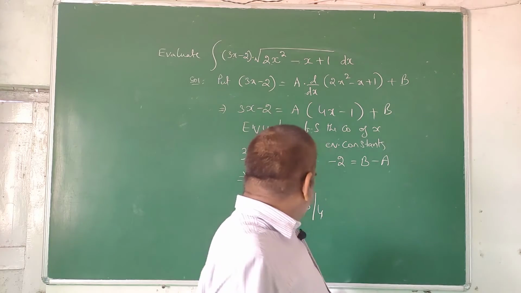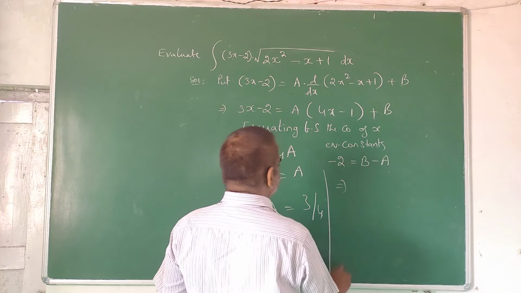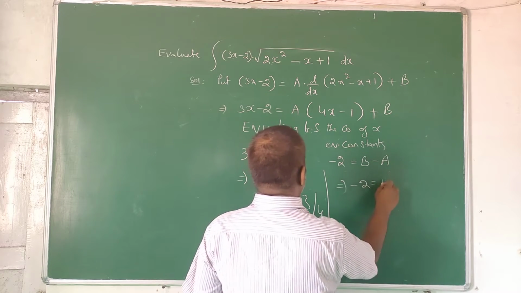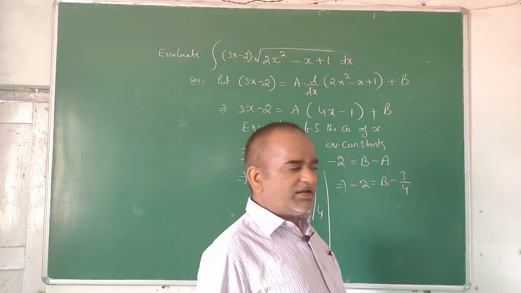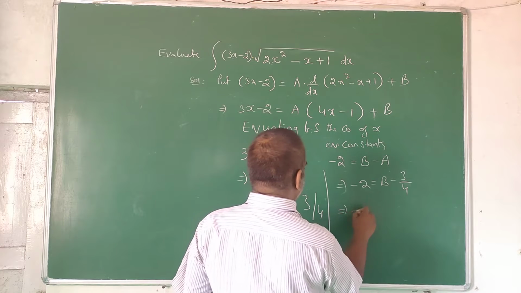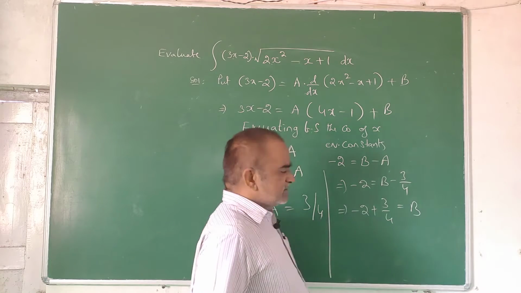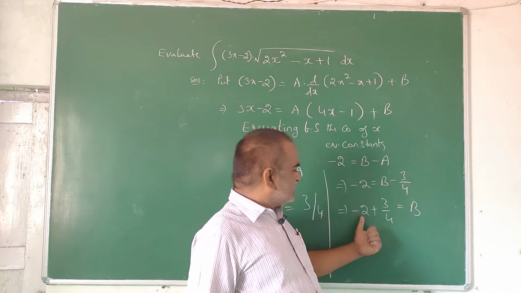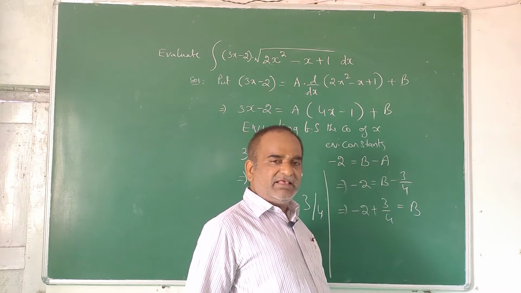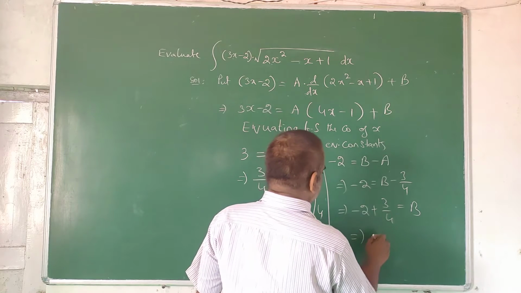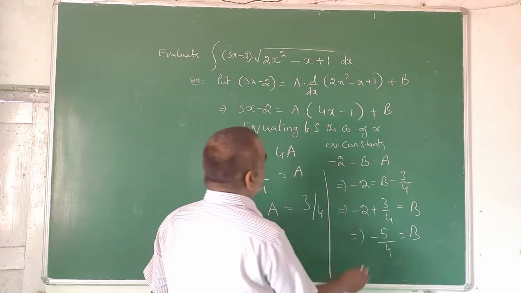In this you know a value 3 by 4, you have to substitute. So this implies minus 2 is equal to b minus 3 by 4. I substituted a value 3 by 4. Implies minus 2 plus 3 by 4 equal to b. Now if you take LCM, minus 8 plus 3, minus 8 plus 3 is minus 5. So minus 5 by 4 equal to b. Implies b is equal to minus 5 by 4.